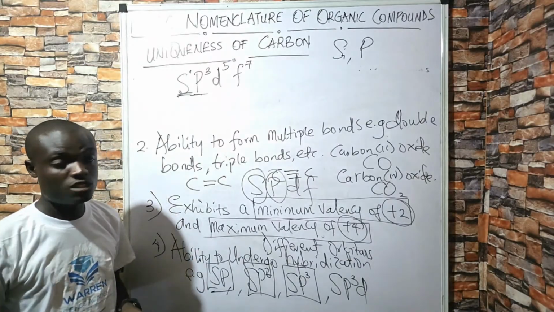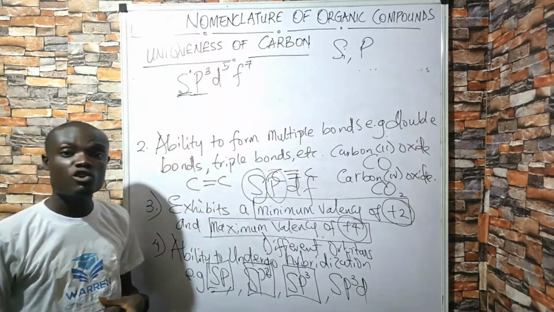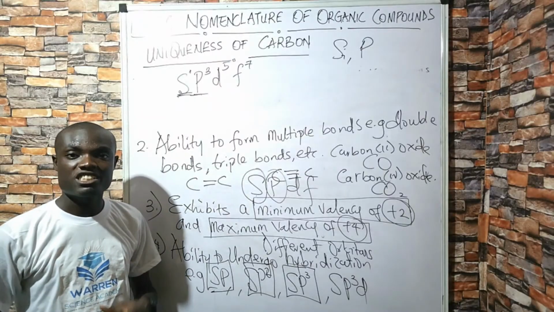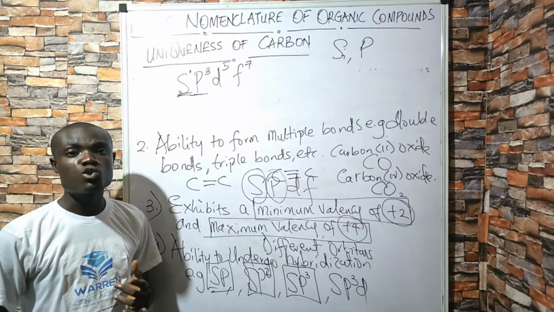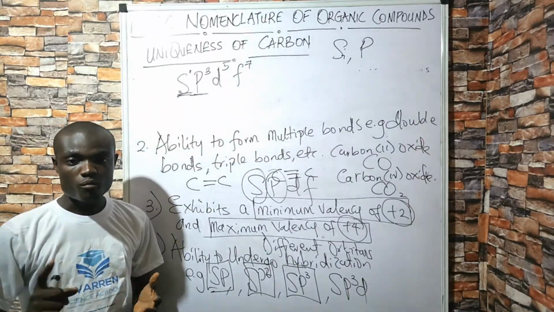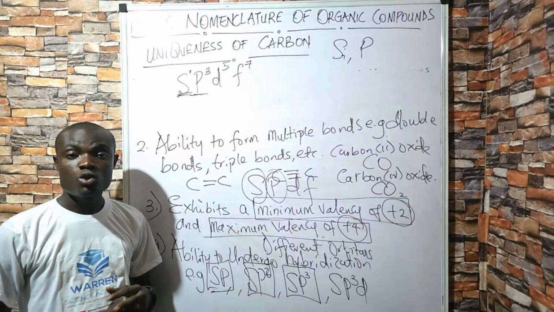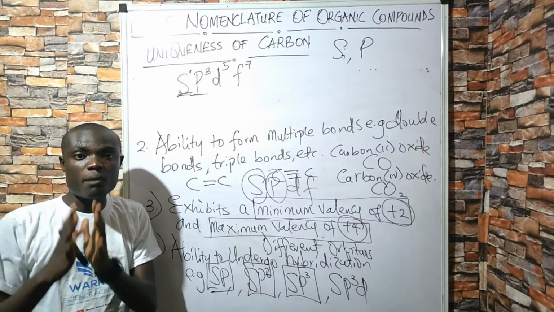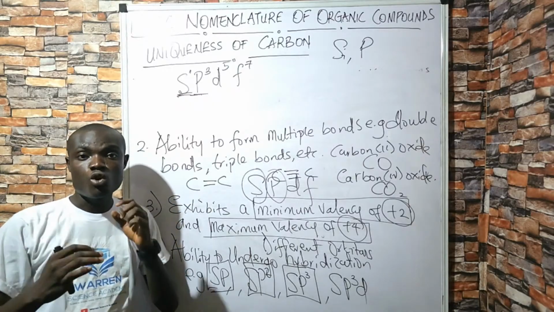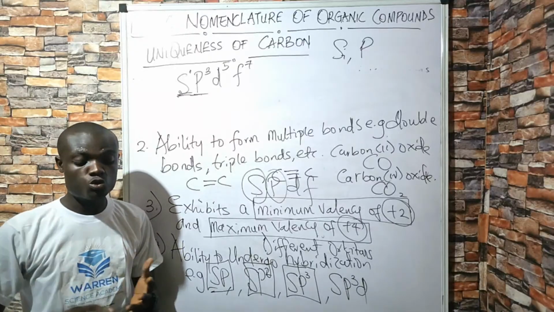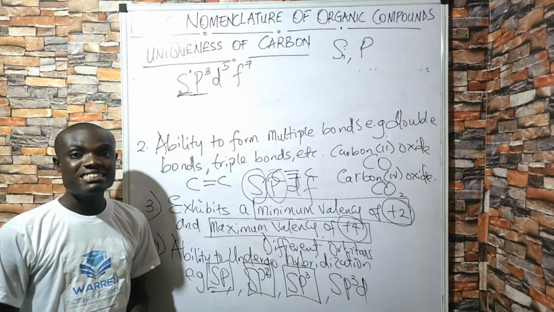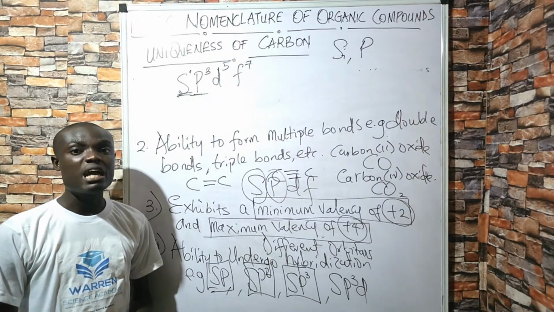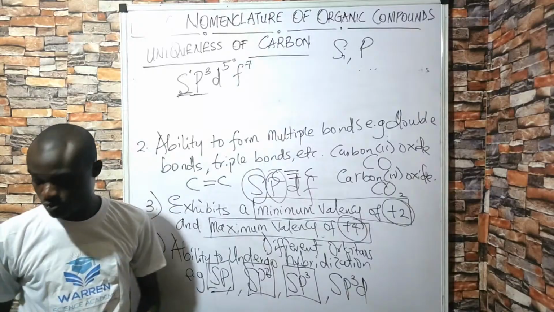So with this being said, we can now move on to the naming of organic compounds proper. But before we do that, there are still some extra things we'll look at. We want to look at what we call functional group, and then the number of carbon atoms. We are going to look at how they are named one after the other: functional group, homologous series, and then carbon atoms, their numbers, how they are named, or their prefix. So let's go.